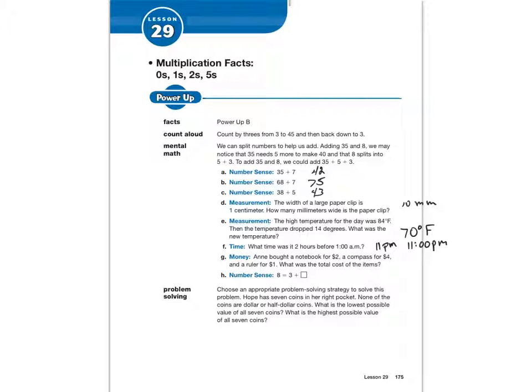Money. Anne bought a notebook for $2, a compass for $4, and a ruler for $1. What was the total cost of the items? It should be $7. Make sure you put a dollar sign with it if you're writing it out. And let's see. 8 equals 3 plus 5. All right, this is where we're practicing algebra right there.